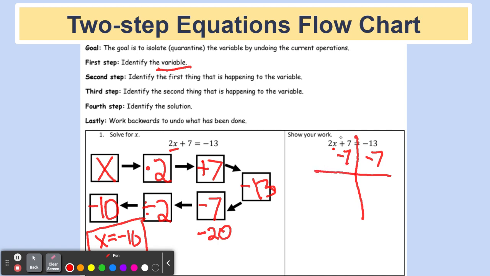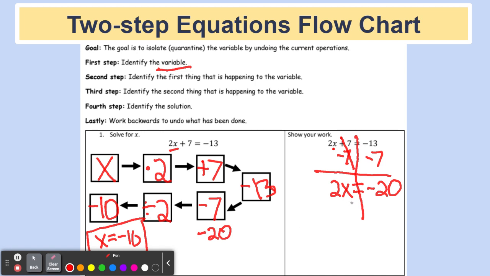Plus 7 minus 7 equals 0, so these cancel out. And that leaves me with just 2x on the left side of the equal sign. And then negative 13 minus 7 we know was negative 20. Our second step was to take negative 20 and divide by 2.